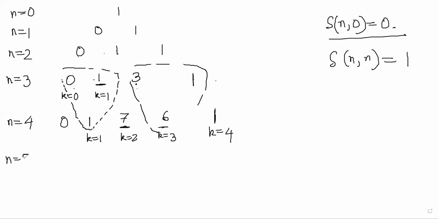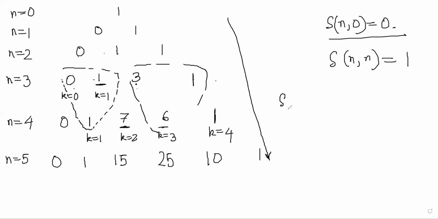So this helps us construct entire rows very quickly. 0 here, and the next one will be 0 plus 1 into 1, so 1. And the next one will be 1 plus 2 into 7, so 15. The next one will be 7 plus 3 into 6, so 25. The next one will be 6 plus 4 into 1, so 10. And the next one will be 1, right? So you can easily construct this set of Stirling numbers by quickly doing that recurrence in your head.